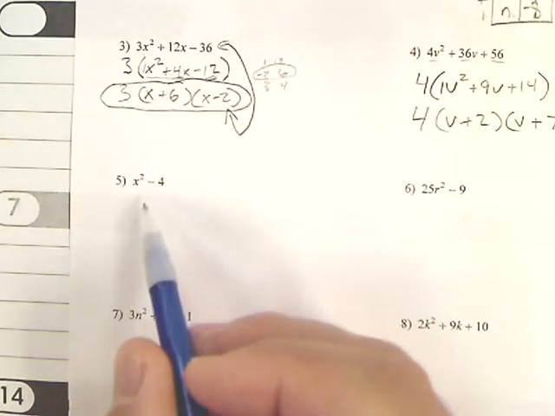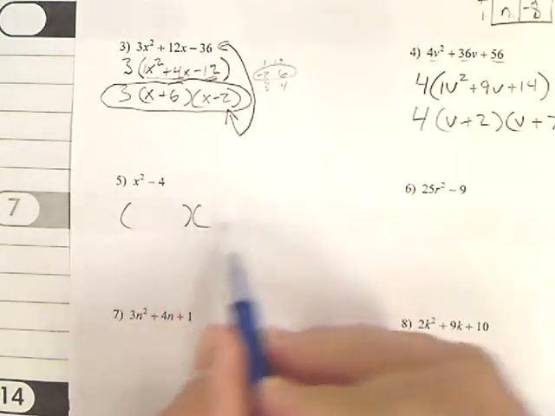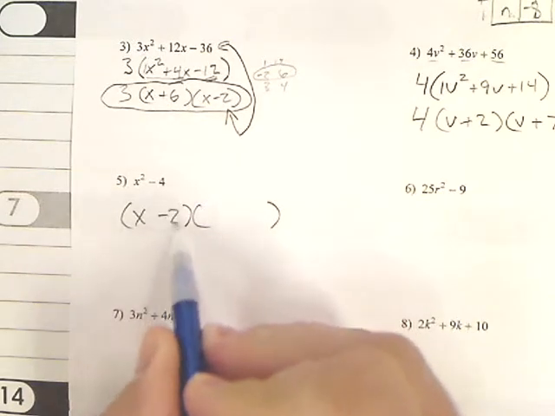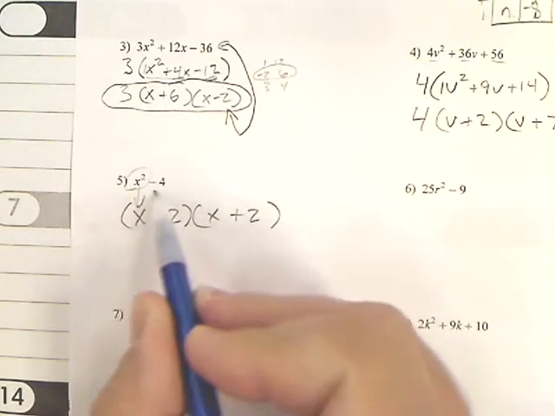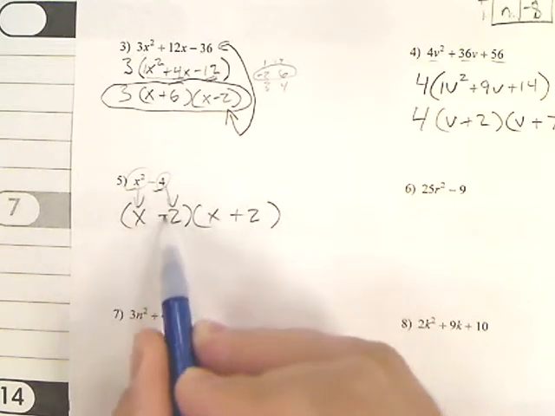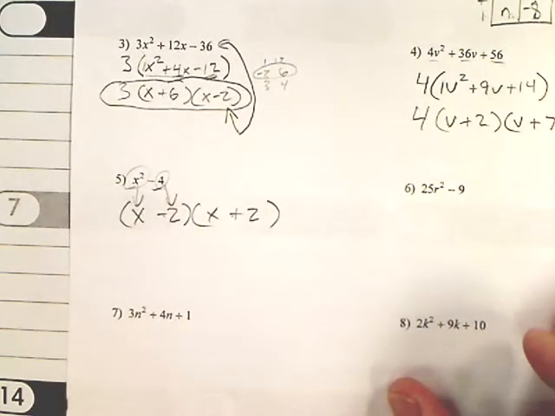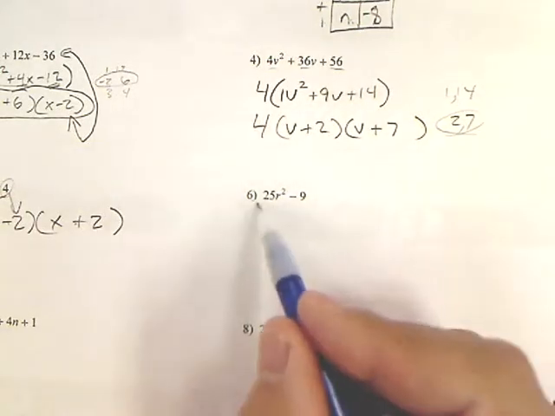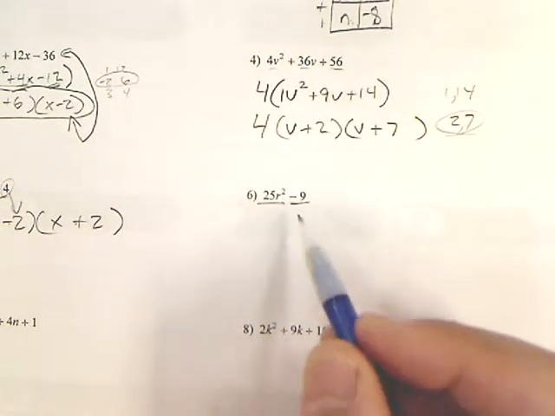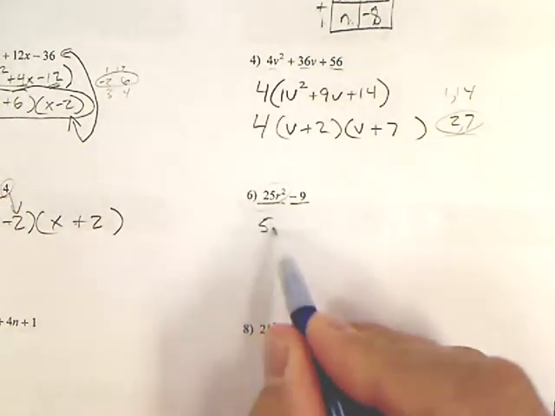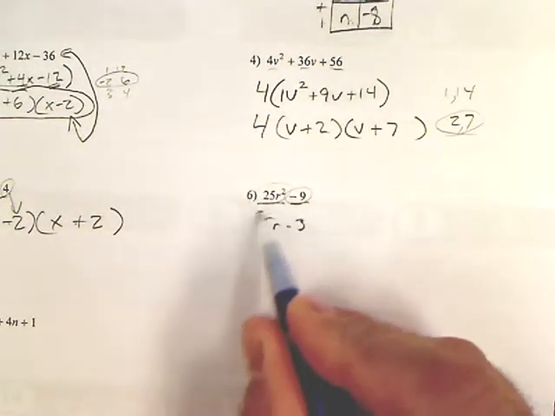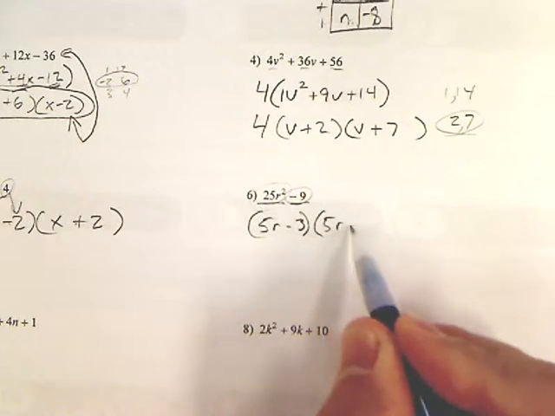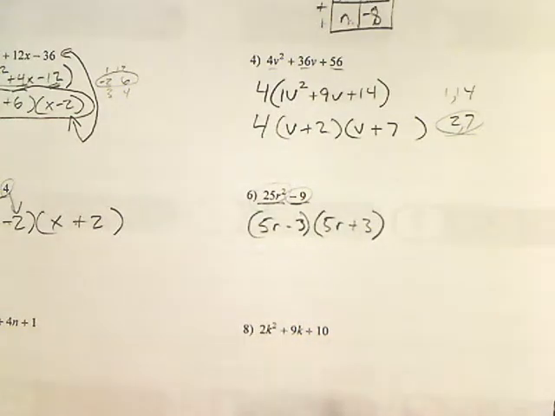This one's a difference of two squares. So that's the pattern that we go x minus 2, x plus 2. Square root of that one, square root of that one. One's negative, one's positive. A difference of two squares. That's a squared number, that's a squared number. Square root of that one is 5r. Square root of that one is 3. So that's 5r plus 3 also.